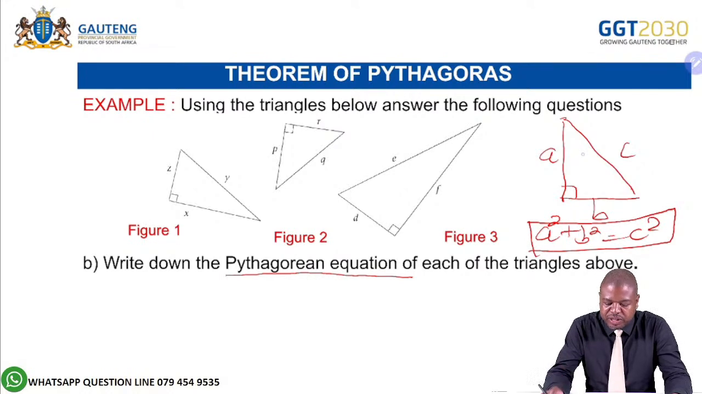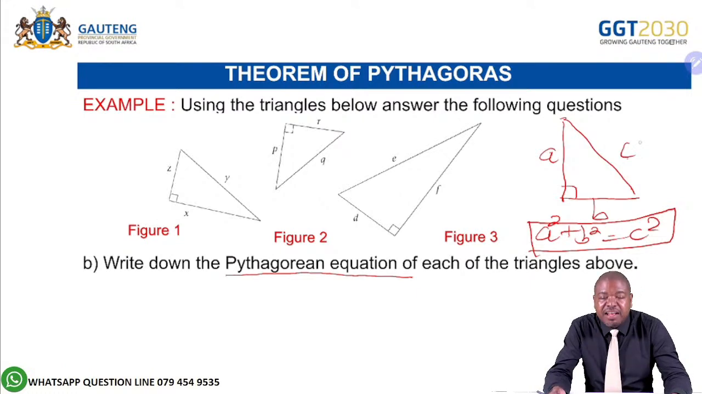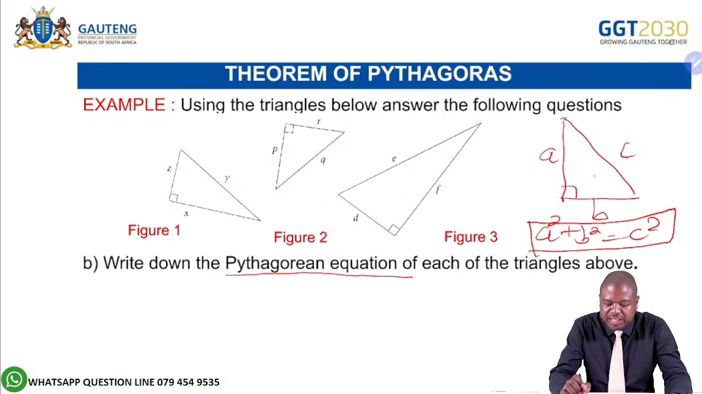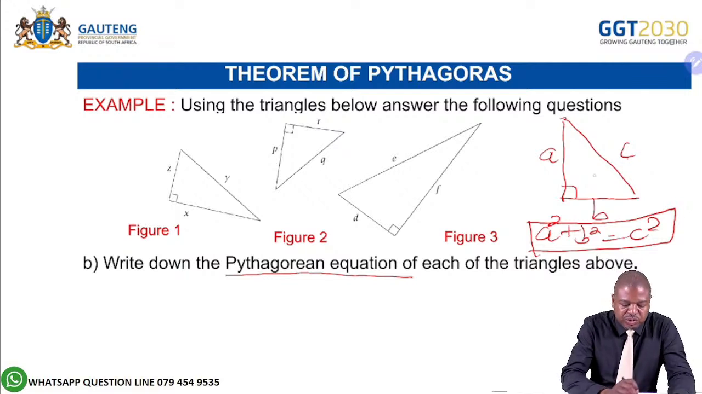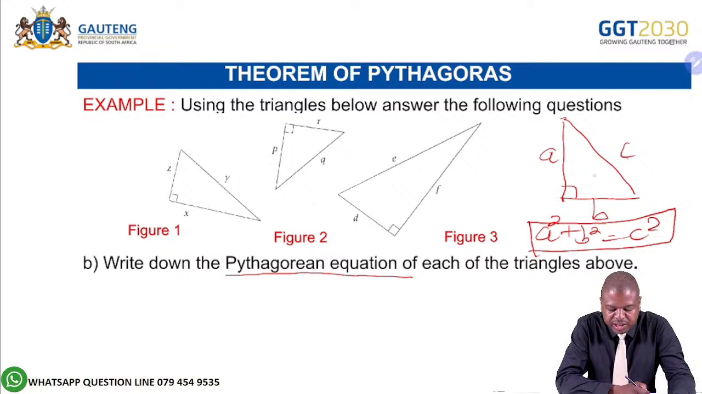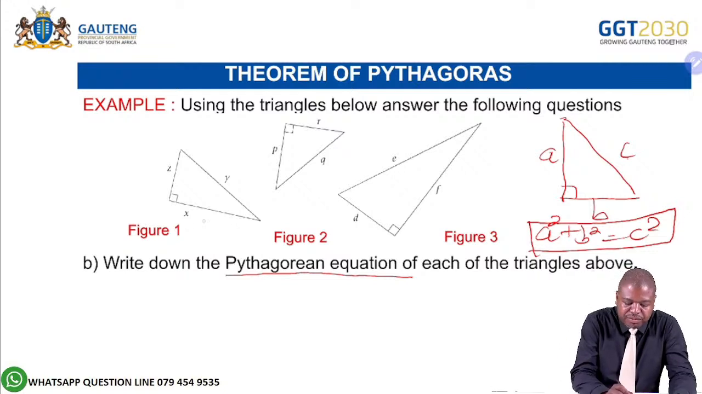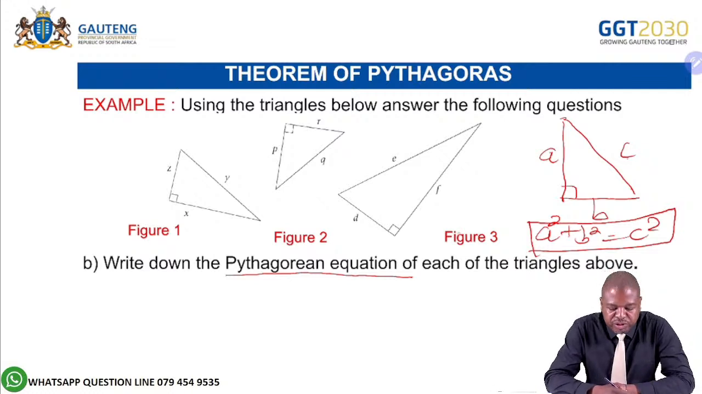I've given you an example there, where I've got the sides A, B, and C. C is the hypotenuse, and what did we say? In a right angle triangle, the sum of the squares of the other two sides is equal to the square of the hypotenuse. So let's quickly write the Pythagorean equation of each of the triangles above, figures 1, 2, and 3. Once again, I'm going to give you 3 minutes to do that. When we come back, we'll go through it together. Thank you.